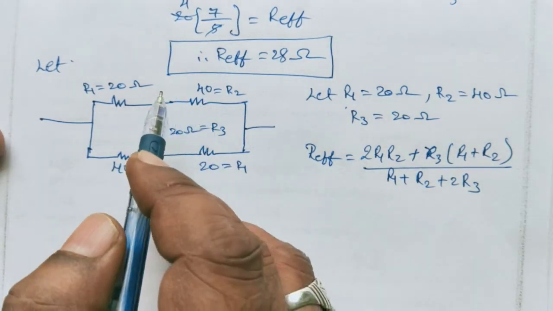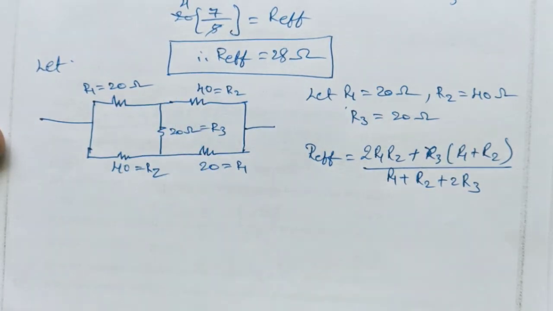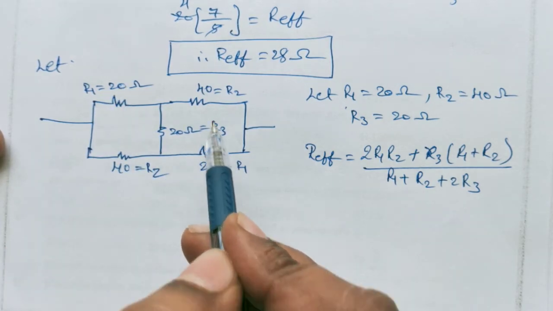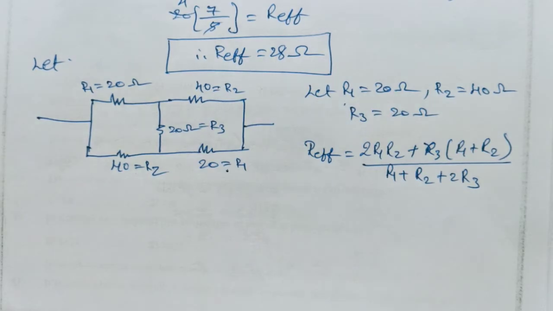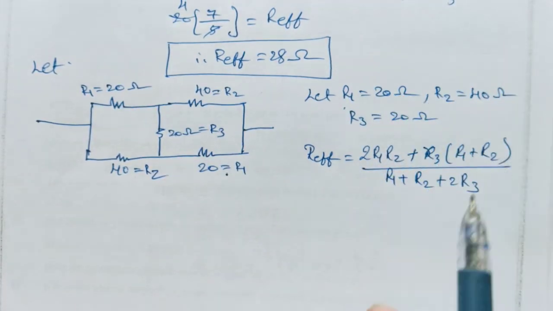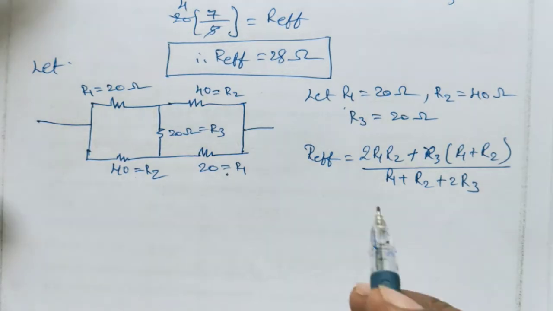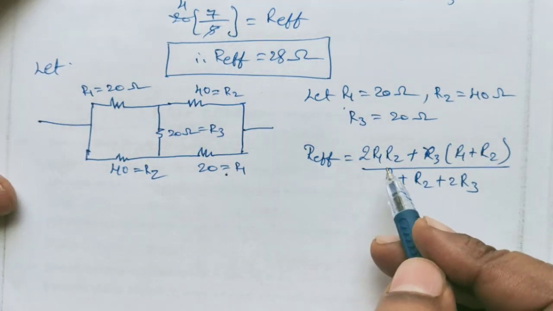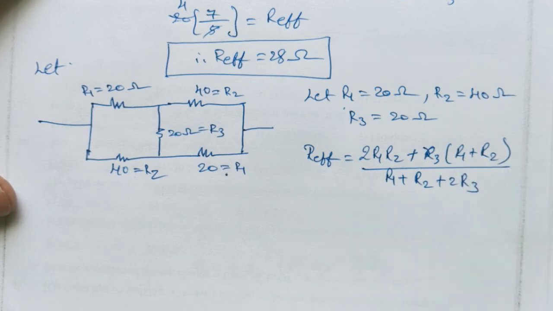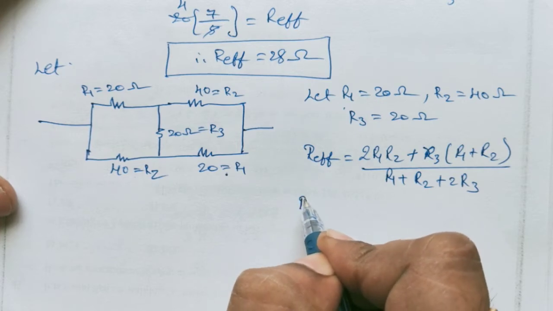So this is our diagram, rough diagram or circuit. Here 20 ohm is present, here 20 ohm is present, here 40 is present, here 40 is present. So here 20 ohms I am taking as R1 value and 40 ohms I am taking as R2 value. In the middle, one more resistor is present here, that one is R3. So like this situation is present means we have one formula, R effective is equal to 2R1R2 plus R3 into R1 plus R2 divided by R1 plus R2 plus 2R3. So just substitute values here.